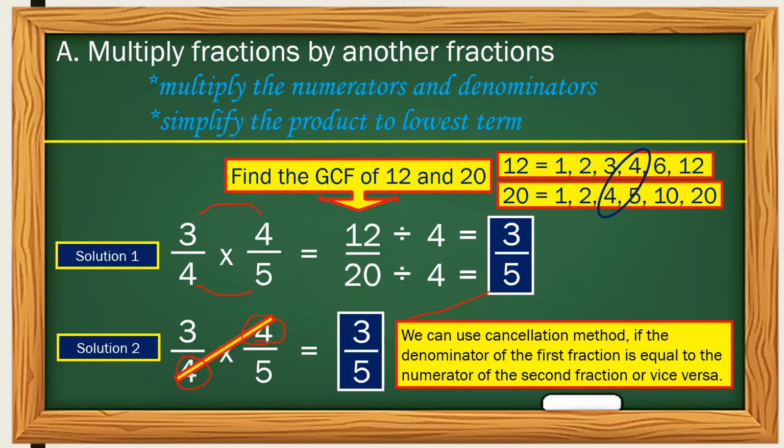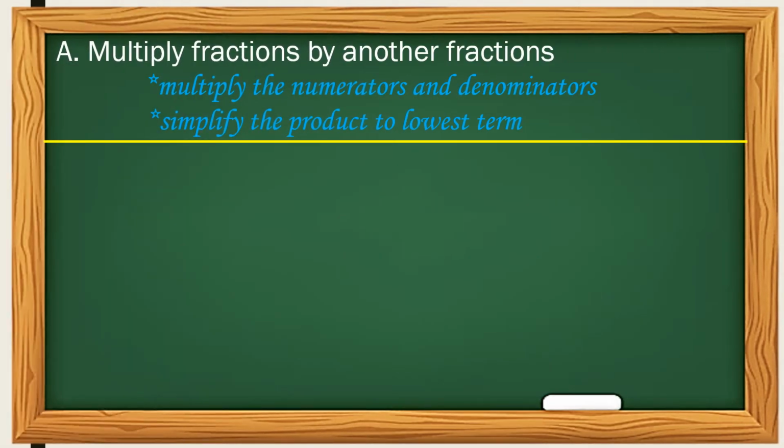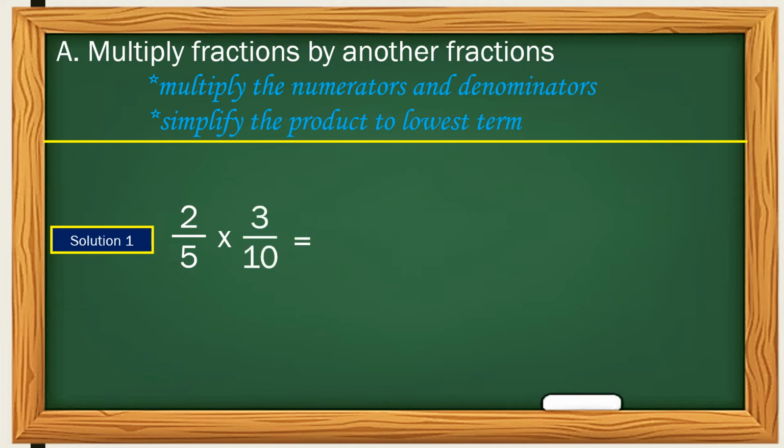But we can use cancellation method if the denominator of the first fraction is equal to the numerator of the second fraction or vice versa. Okay? Pwede nating i-apply itong cancellation method na to kung ganito yung case ng ating fraction. Okay, so our next example is, so ngayon, magpapakita ulit ako sa inyo ng dalawang solution. Okay, so 2/5 times 3/10 is equal to.